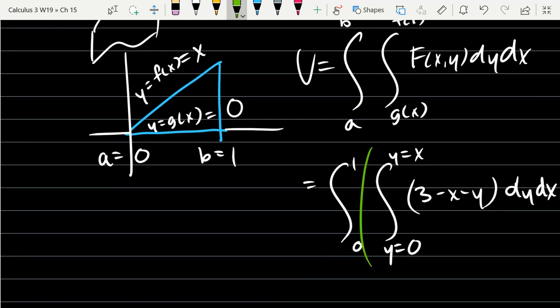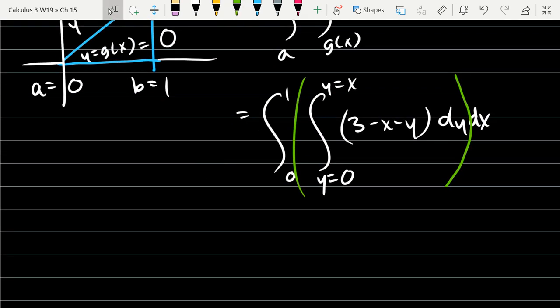Strongly recommend when you're starting out, put in your extra order of operations parentheses just to keep you focused on the inner integral. So you can kind of forget the outer integral. So any questions on setup before I start taking antiderivative? So the antiderivative is pretty straightforward.